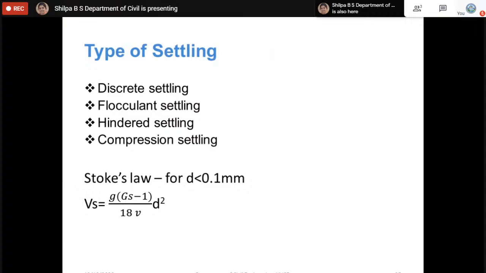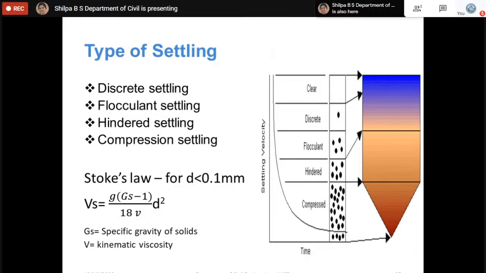Here, the first type of settling, discrete settling, mainly follows Stokes law, where the particle diameter is less than 0.1 mm. The settling velocity of those discrete particles can be calculated based on Stokes law, which is expressed in the form of the equation as shown here. It mainly depends on the specific gravity of the solids and the kinematic viscosity. This is a schematic sketch which represents the various types of settling in a sedimentation column.